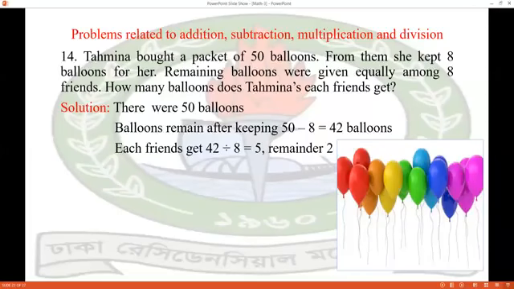There is a remainder of 2 because these 2 balloons cannot be distributed among the friends, since you have to distribute equally among the 8 friends. Every friend gets 5 balloons and 2 balloons remain extra. You kept 8 balloons and the extra 2 balloons, so Tahmina has 10 balloons, but each friend gets 5 balloons. So the answer is each friend gets 5 balloons.